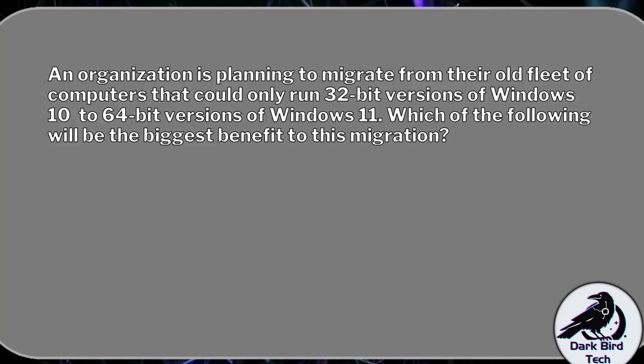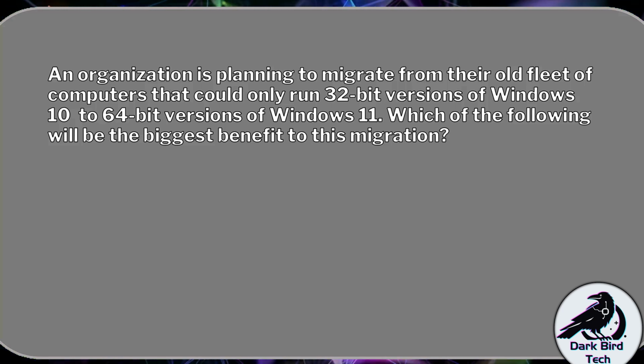So an organization is planning to migrate from their old fleet of computers that could only run 32-bit versions of Windows 10 to 64-bit versions of Windows 11. Okay, so they're replacing some old computers with some new ones by the sounds of it, and doing an OS upgrade at the same time. Which of the following will be the biggest benefit to this migration? So let's see. Think about the options you want to see.